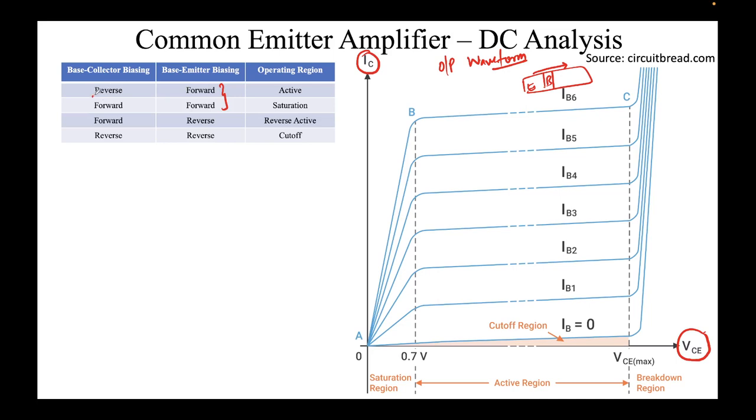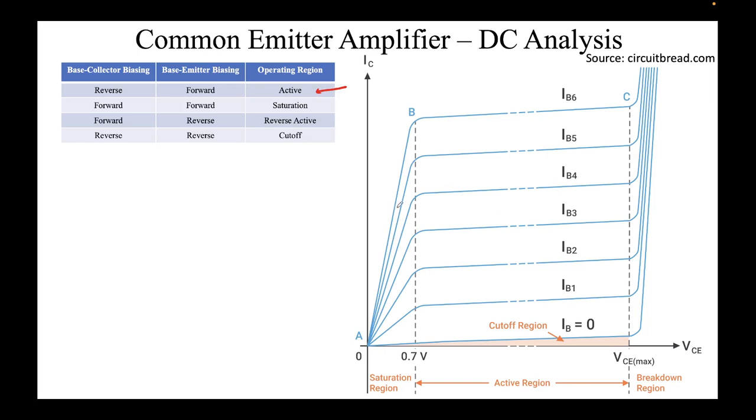In this, the base collector is reverse biased. This is the condition that we're interested in. Base emitter is forward biased because you want to supply as many electrons as possible. Base collector is reverse biased because you want to collect as many electrons at the collector junction as possible. This is the configuration in which we operate. One is forward biased, the other is reverse biased. And this central region that you see over here is the active region.